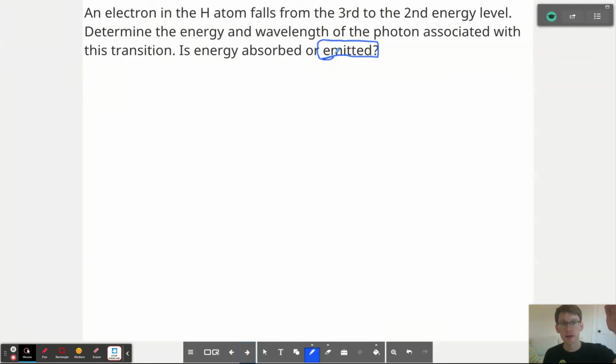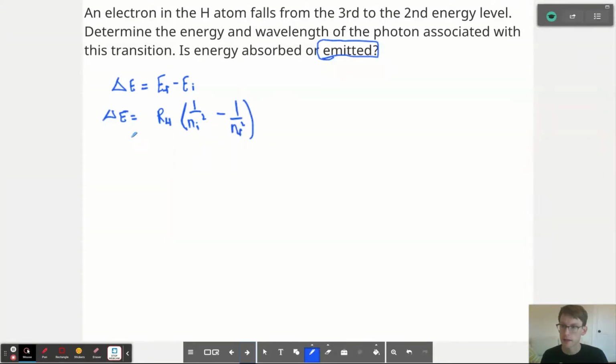And so what's going to happen is, as the electron falls, a photon will be released with a certain energy and a certain wavelength. What values those are, we're going to have to figure out right now. So I know that delta E is equal to the energy final minus the energy initial, and I can use my equation. Delta E is equal to Rydberg's constant times 1 over n initial squared minus 1 over n final squared, and that is equal to 2.18 times 10 to the negative 18th joules times 1 over 3 squared, since my initial is n equals 3, minus the final, 1 over 2 squared.